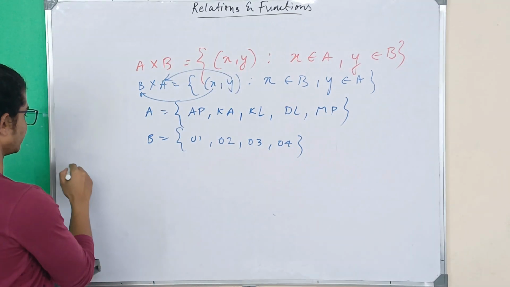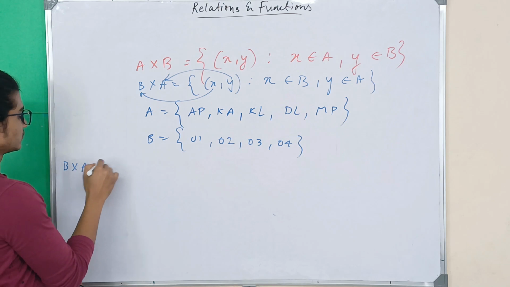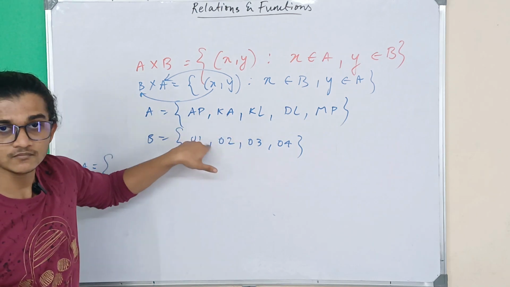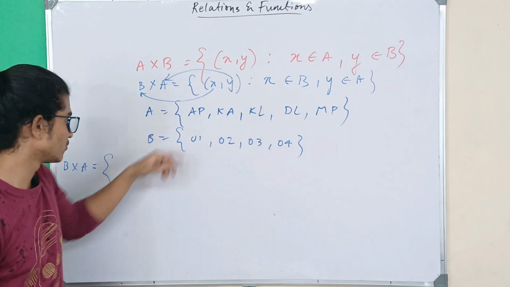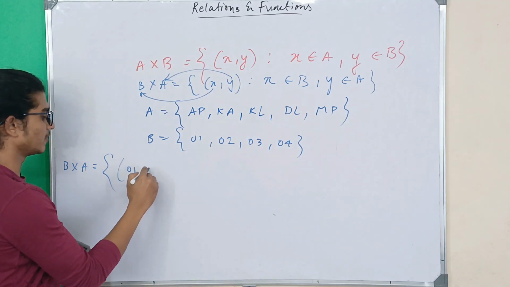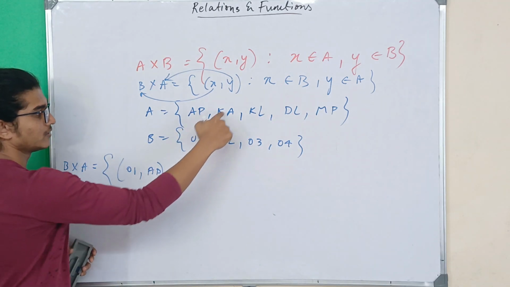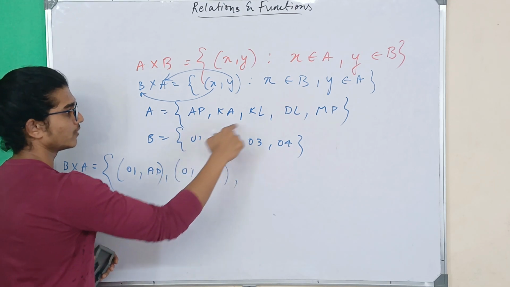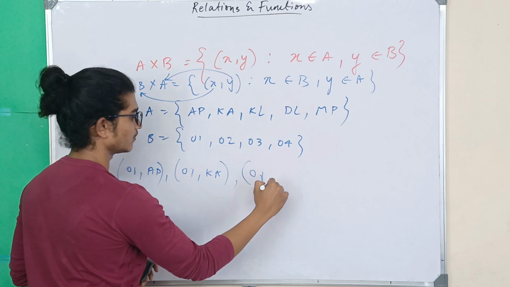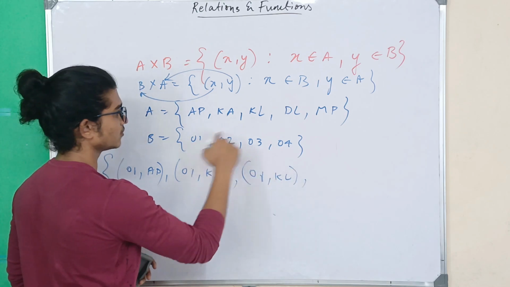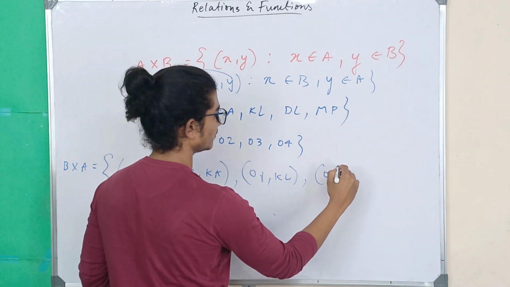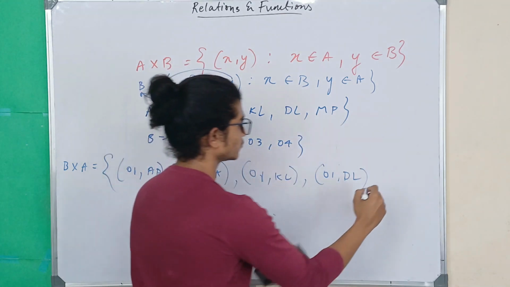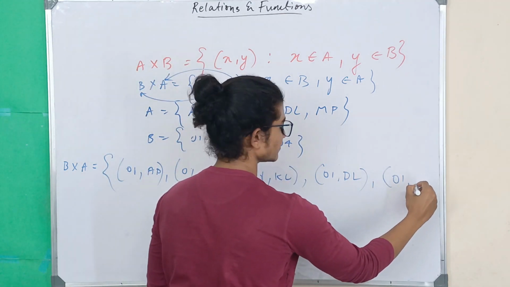So if you do B cross A in this example, we have to take this element and multiply it with every single one. I hope you're getting this. So (01, AP), (01, KA), (01, KL), (01, DL), (01, MP). In the exact same way you can keep doing this for every single element.